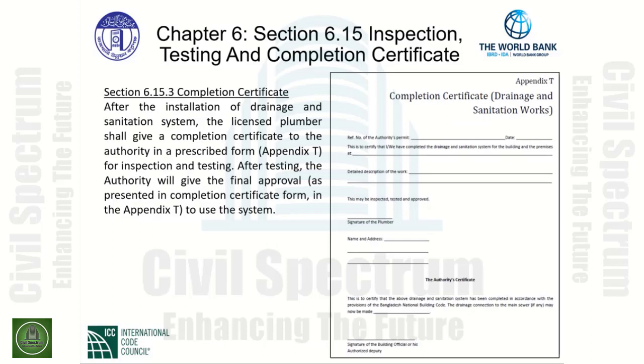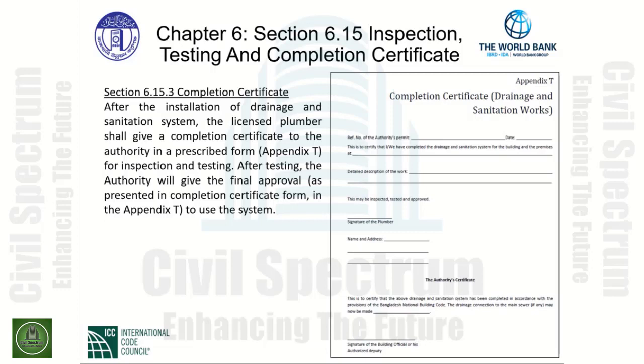6.15.3 is the completion certificate. After the installation of drainage and sanitation system, the licensed plumber shall give a completion certificate to the authority in a prescribed form, indicated in Appendix T, for testing and inspection. After testing, the authority will give the final approval as presented in completion certificate form in the Appendix T to use the system. As we see an example in Appendix T, the completion certificate.